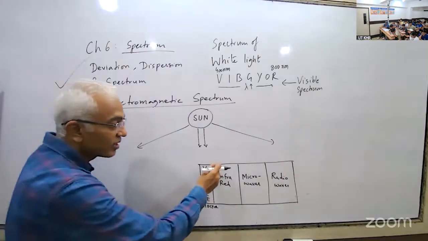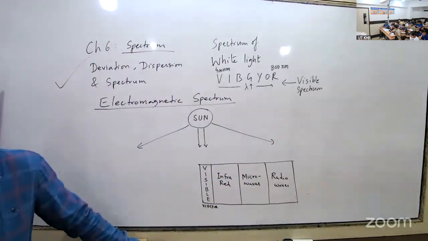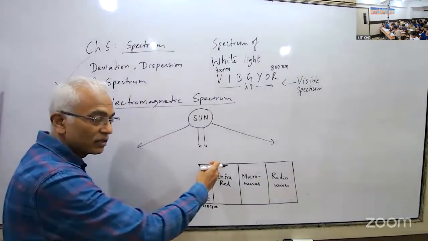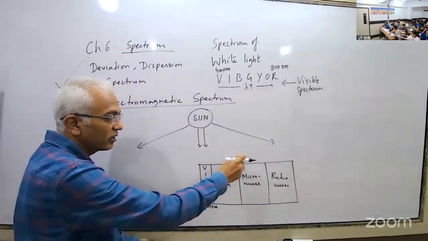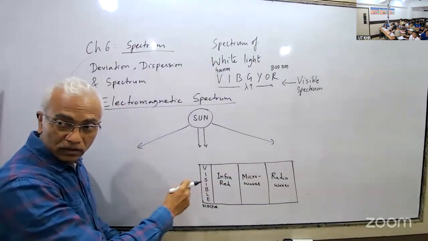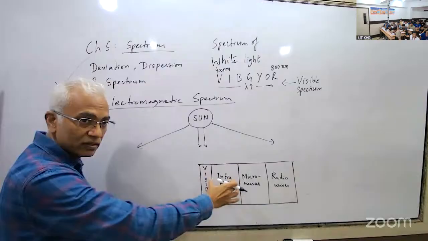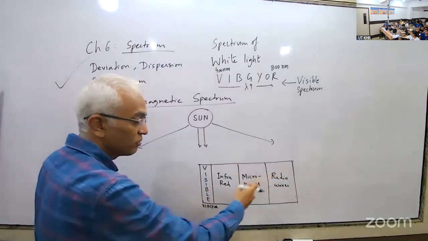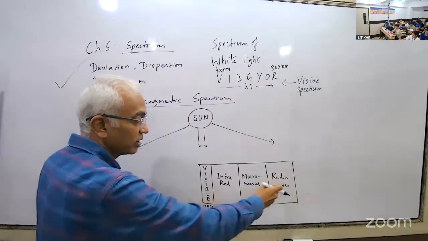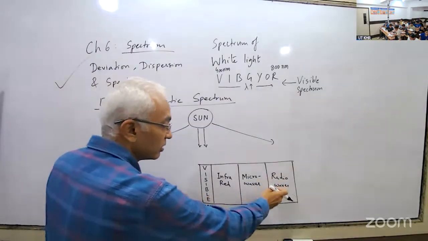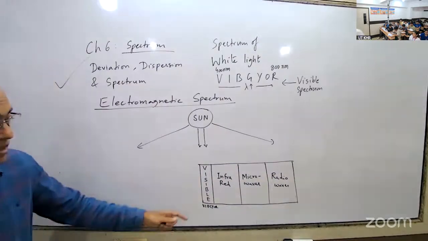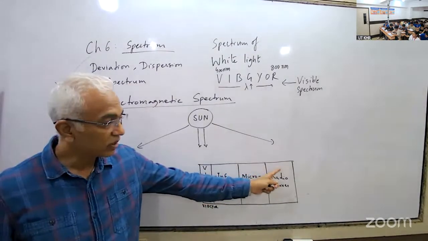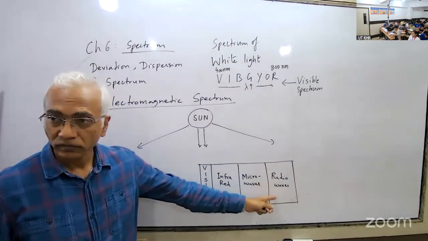Now, this is a range of wavelength. It is not just a single wavelength. So there are infrared rays of shorter wavelength and longer wavelength. There is a band of infrared rays. Understood? Then you have microwaves, whose wavelength is even bigger than infrared. Then you have radio waves, the rays with the longest wavelength.